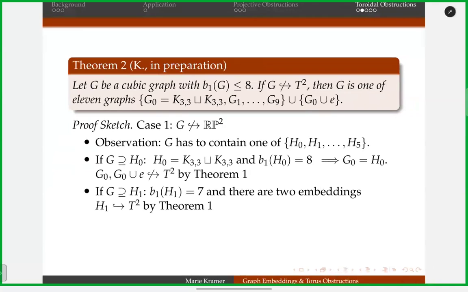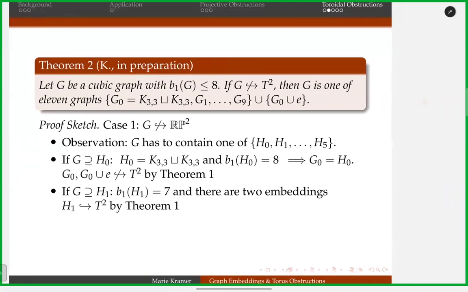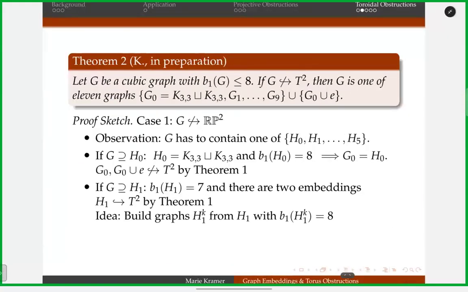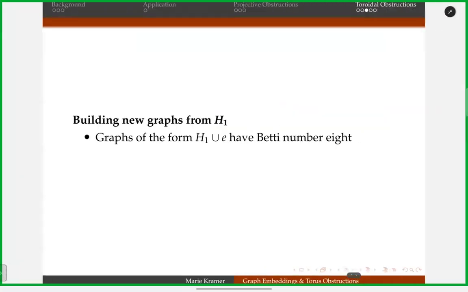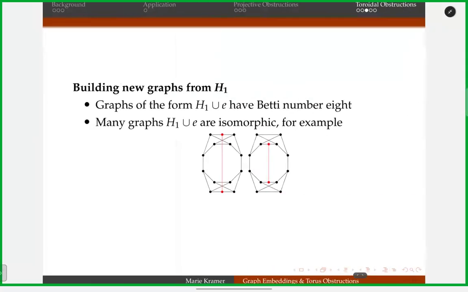Now, what if G contains H1? H1 has Betti number 7, and we know that H1 itself embeds into the torus in 2 ways by the theorem we just saw. So H1 itself isn't going to be on this list, but then we decided let's build graphs from H1 that have Betti number 8. So let's see how we can do that. Again, we subdivide two edges in H1 and add a new edge between the two degree-2 vertices. So that preserves cubicness, everything is nice.